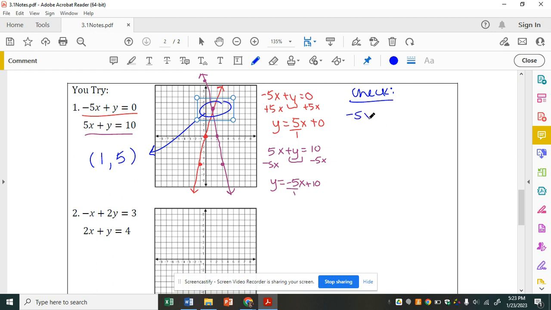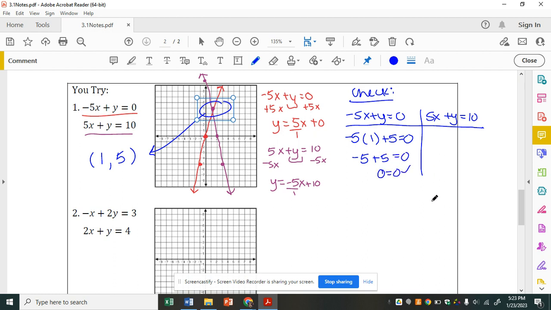So I'm going to take negative 5x plus y equals 0. I'm going to plug in 1 for x and 5 for y. I'm going to take 5x plus y equals 10, and again, I'm going to plug in 1 for x and 5 for y. So with this first equation, I have negative 5 times 1 plus 5. Hopefully that gives me 0. Negative 5 times 1 is negative 5. Negative 5 plus 5 does end up giving me 0. So that works for my first equation.